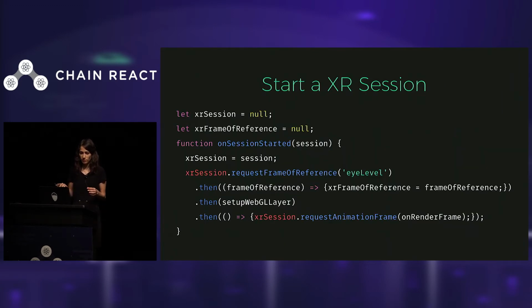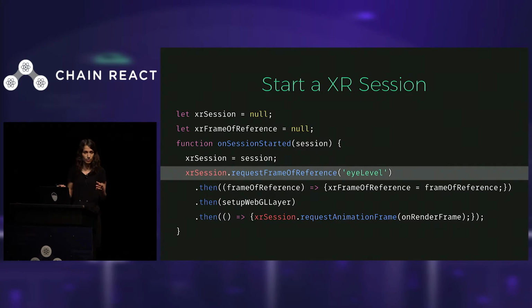We use the session to initialize everything before we start the render loop. So the first thing we do is request a frame of reference. And this frame defines where the origin of the coordinate system is calculated from and what happens to it when the device moves. So there are currently 3 different types of frame of reference. First is head model, then there's eye level, and stage.